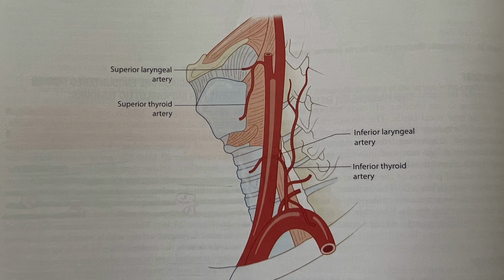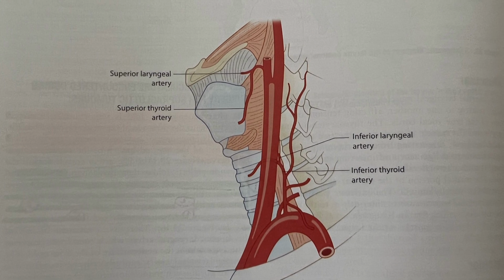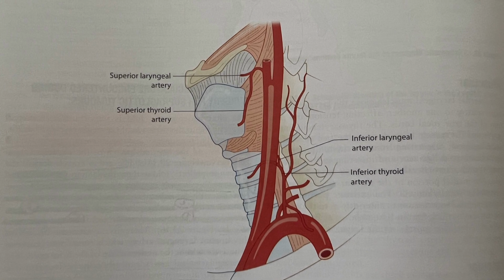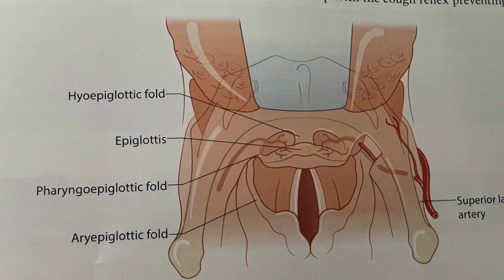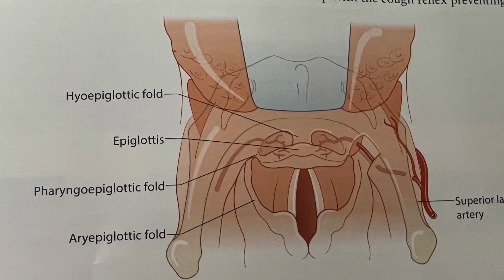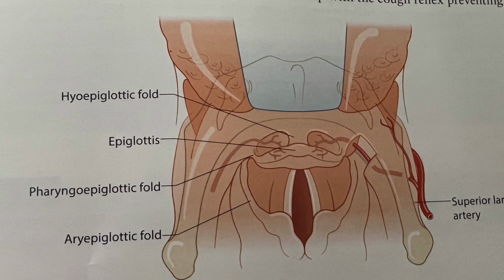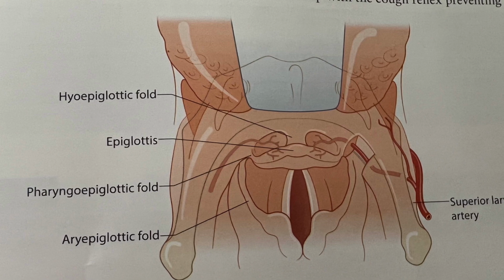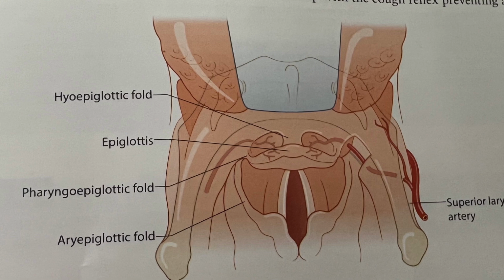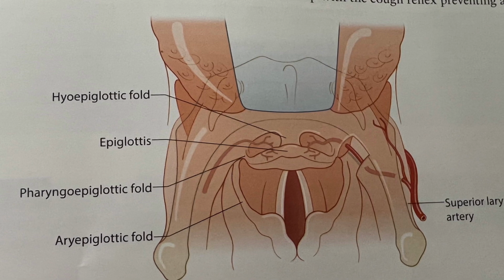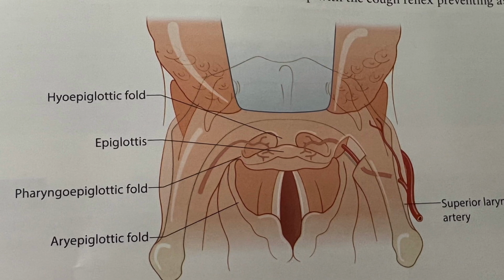Another branch supplies the false vocal cord. The third branch is the postcricoid region, and the fourth branch supplies the ventricle. Some branches of the ventricle branch supply the thyroarytenoid muscle. So there are 5 branches. First is the ascending epiglottic branch. Second is the ventricle branch. Third is the postcricoid branch. Fourth is the false vocal cord branch, and fifth is the thyroarytenoid muscle branch. So these 5 are all branches of the superior laryngeal artery.